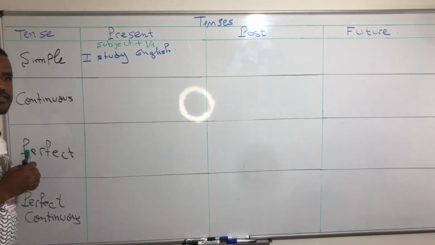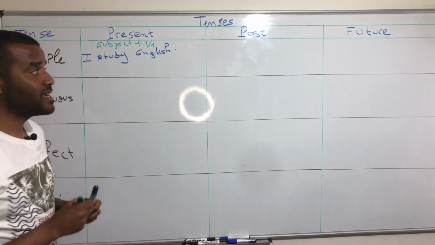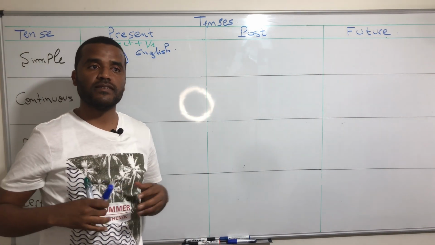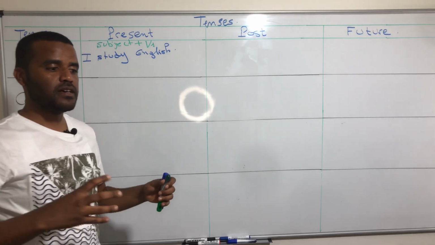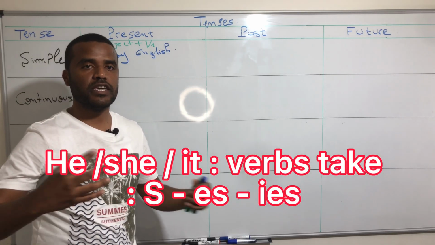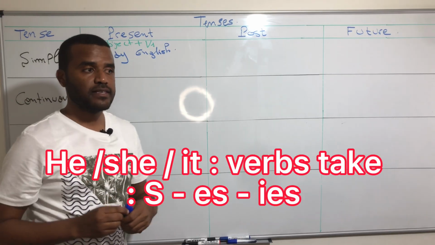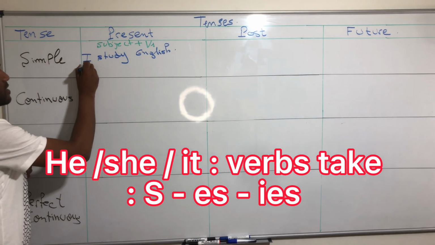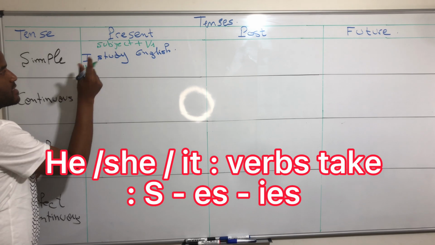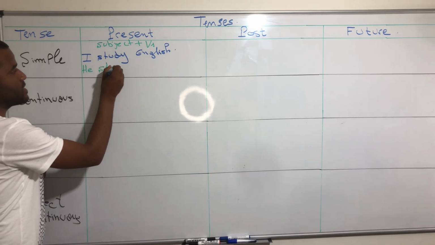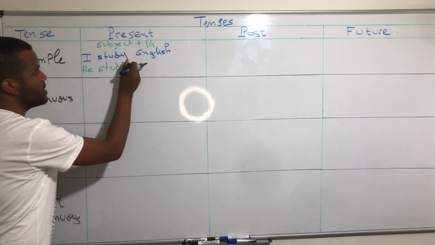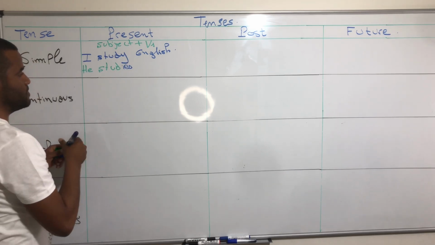This sentence is in simple present, and you have to pay attention when we have he, she or it. The verb changes here. We are not going to say he study. He studies English.